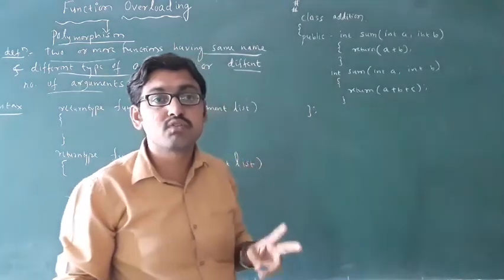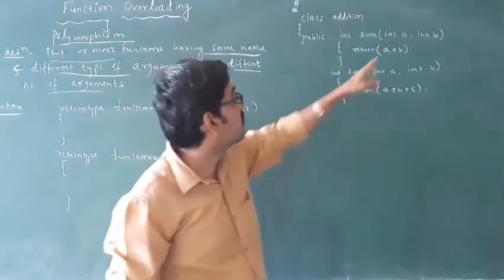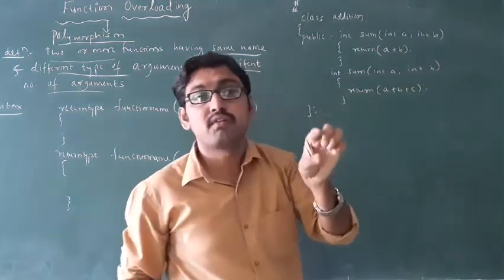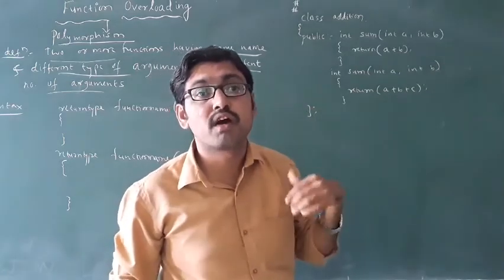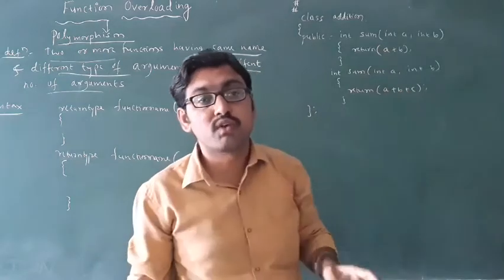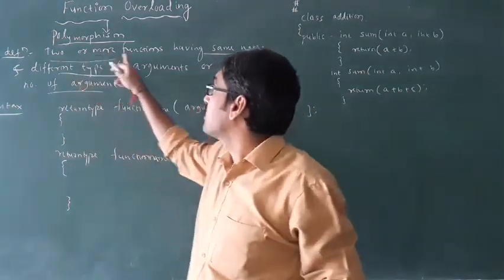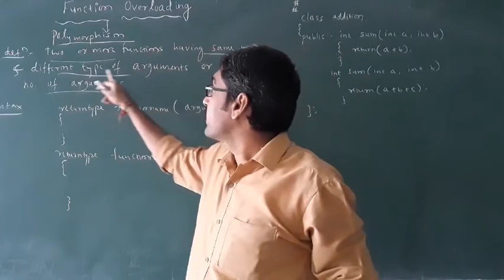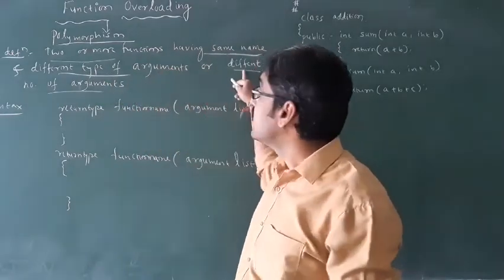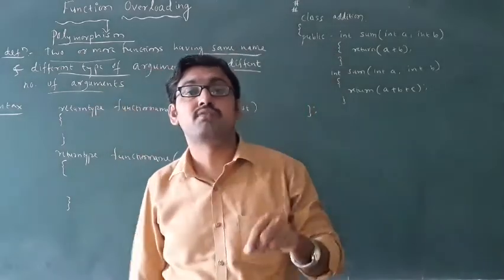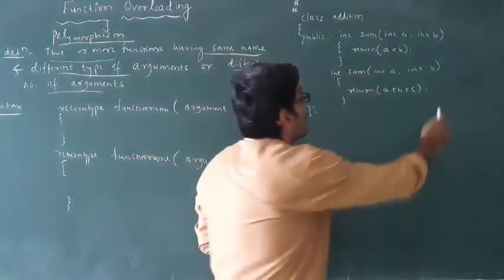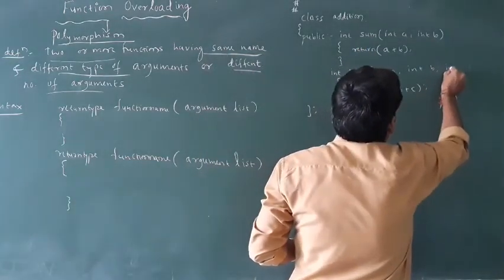There are two conditions you have to remember. What should it be? Either the data type should be different, otherwise the number of arguments should be different. Number of arguments. See, here is the answer, but this is not function overloading. What is function overloading? Two or more functions having the same name, different type of arguments, different data types, otherwise a different number of arguments should be there. See, this is the same, that's why it is wrong. So you can write here int c.